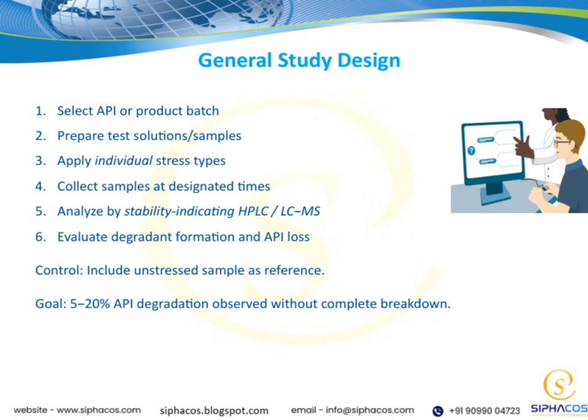Our goal is to observe between 5 and 20% API degradation without causing complete breakdown, which helps us determine the stability limits of the product. Overall, this general study design ensures we gather meaningful data on how the product withstands various stress conditions, guiding us in establishing proper storage and shelf life.